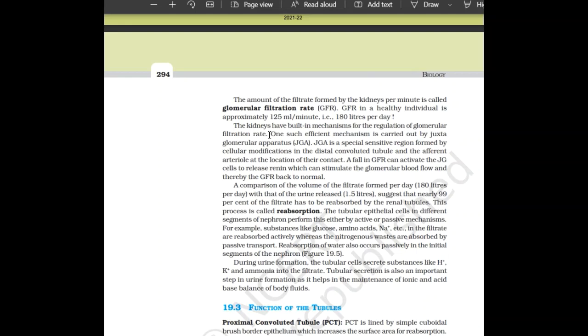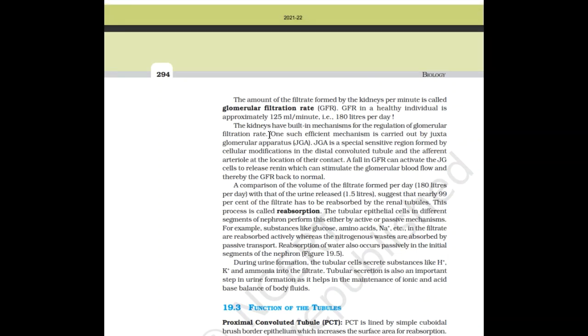The amount of filtrate formed by the kidney per minute is called glomerular filtration rate, or GFR. GFR in a healthy individual is approximately 125 ml per minute, that is 180 liters per day. The kidney has a built-in mechanism for the regulation of glomerular filtration rate. One such efficient mechanism is carried out by the juxtaglomerular apparatus, JGA.